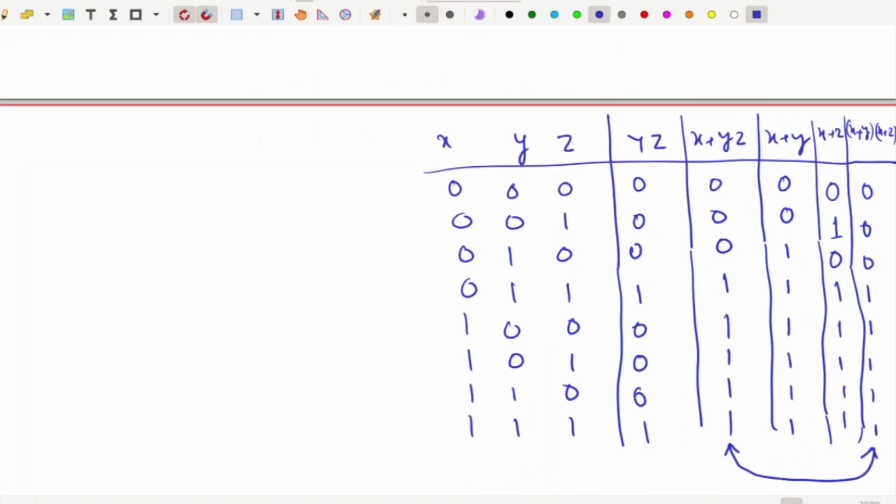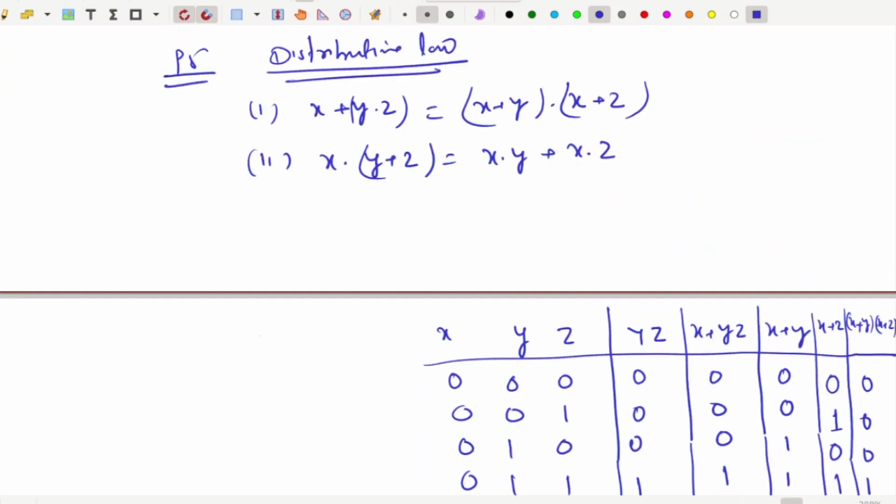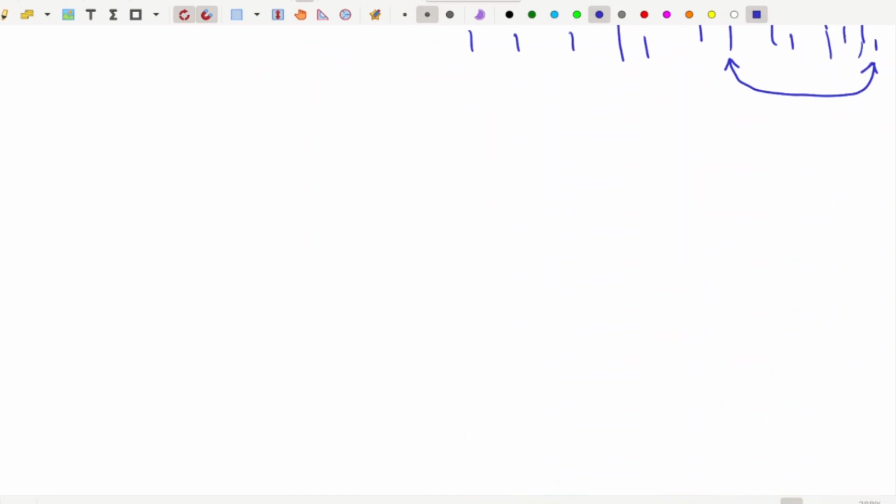because the truth table of x plus yz is same as the truth table of x plus y dot x plus z. This proves this law. Similarly, we design a truth table and prove x dot y plus z is same as x dot y plus x dot z.